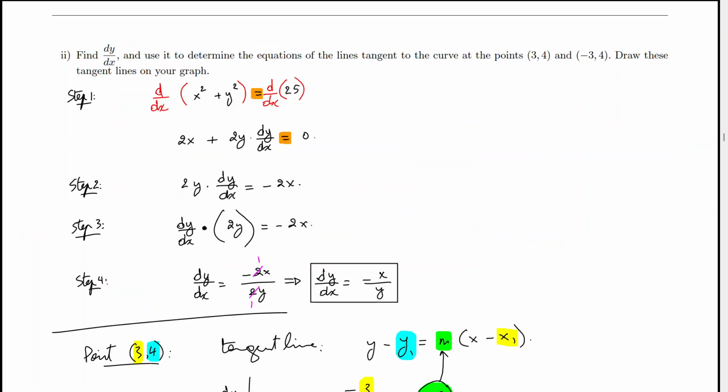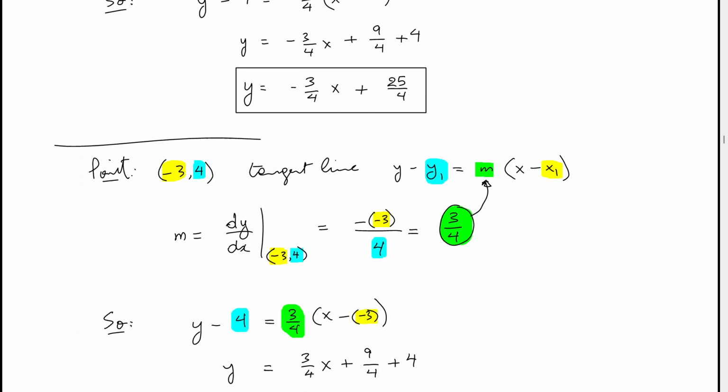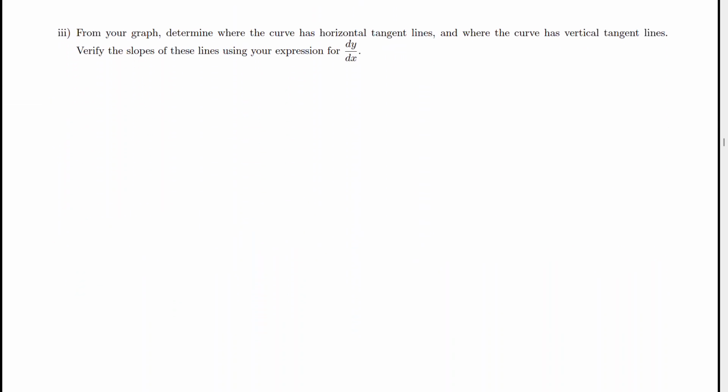Okay, so let's see what else they want us to find. So example number 2, part 2 is done, and now part 3. It says, from your graph, determine where the curve has a horizontal tangent line and where the curve has vertical tangent lines. And they want me to also verify the slopes of these lines using the expression for dy over dx. Remember, the expression for dy over dx, we found it ourselves. They did not give me this. It was negative x over y.